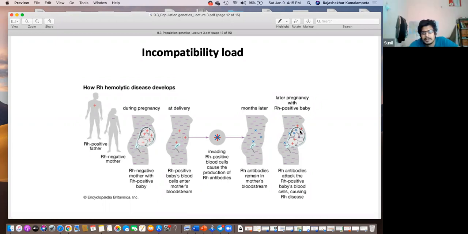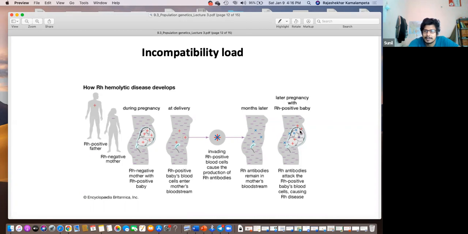But shouldn't the incompatibility be there in the first case itself? Incompatibility is there, but it did not cause damage because the baby is delivered. So incompatibility was already there, but it doesn't cause a problem.